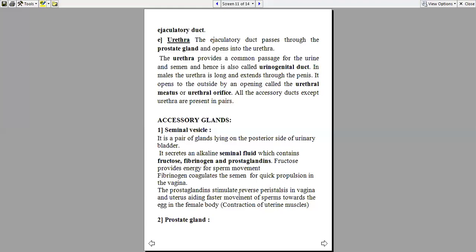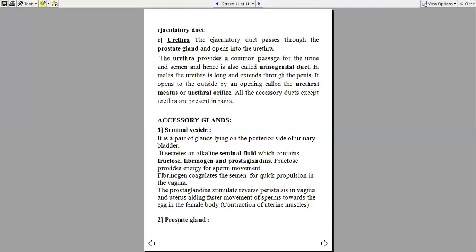Prostaglandins stimulate reverse peristalsis in the vagina and uterus, aiding faster movement of the sperm towards the egg in the female body. Or you can also say that prostaglandins help in contraction of the uterine muscles so that the sperm can easily reach the egg in the female body. Why is it required? It is required for the easy movement of the sperm towards the egg.